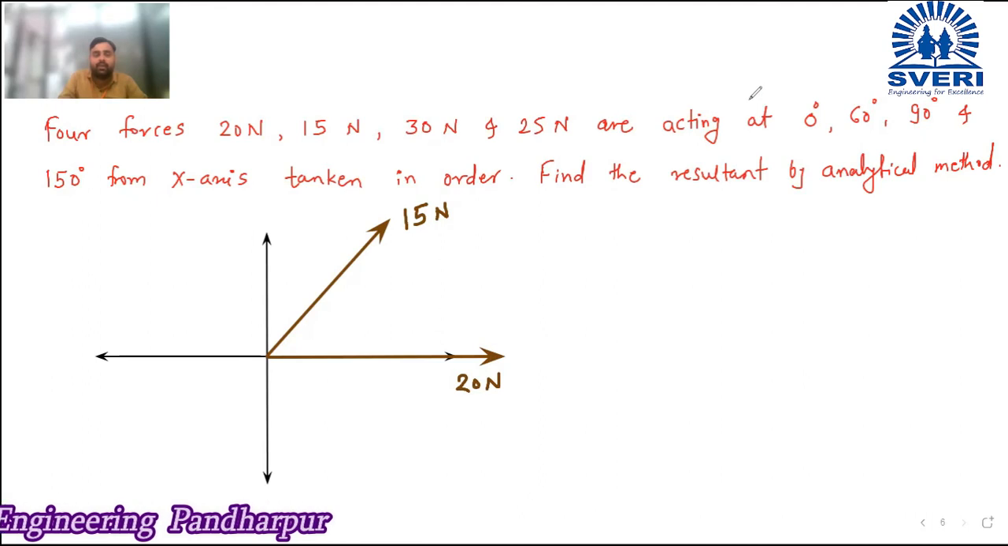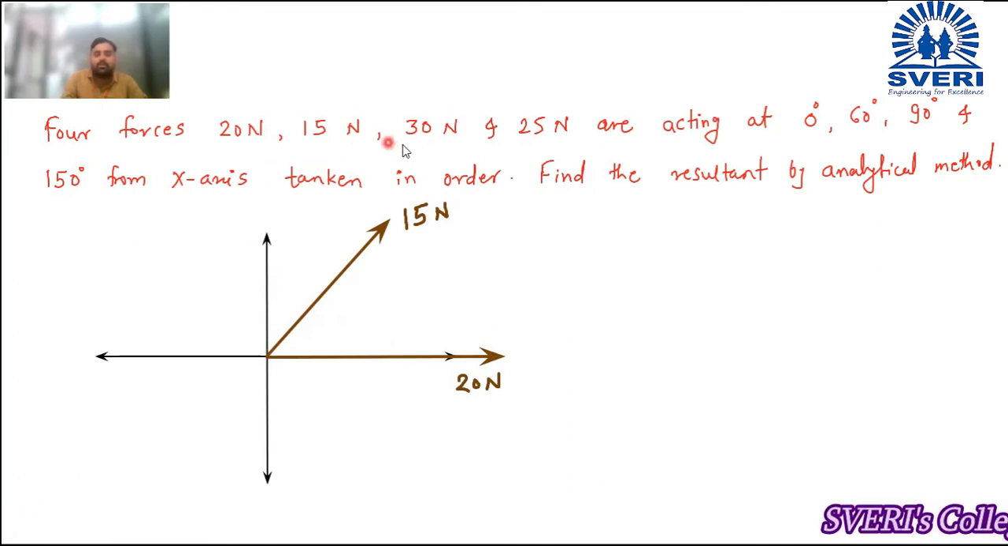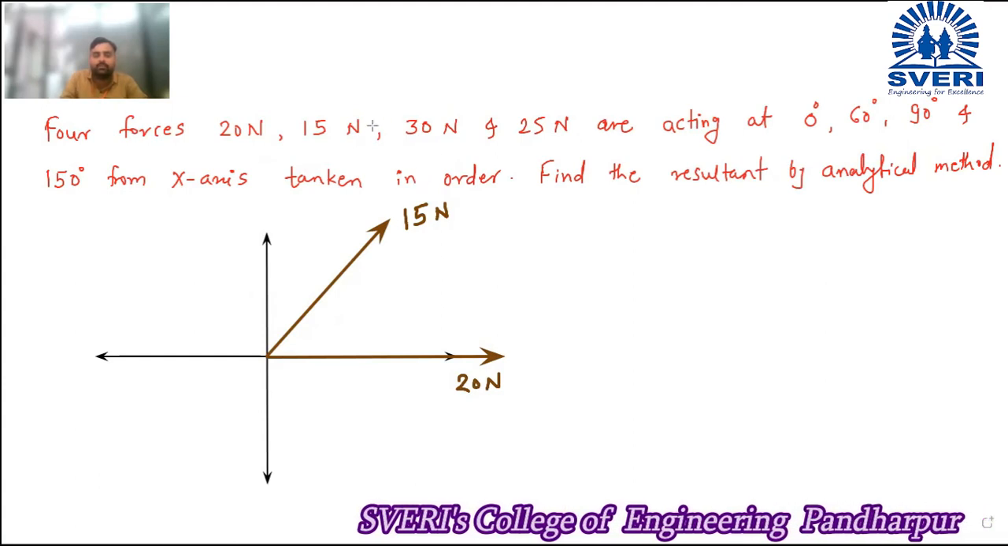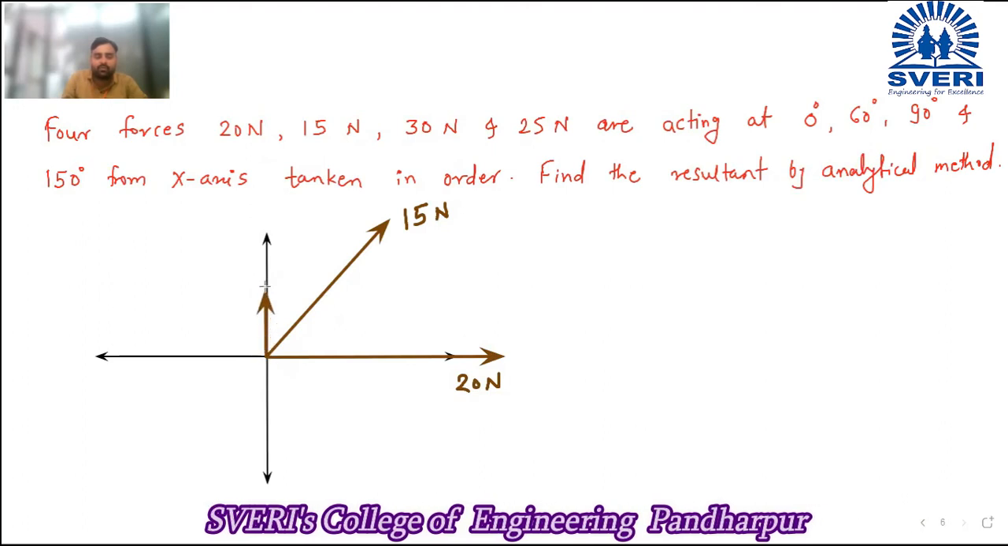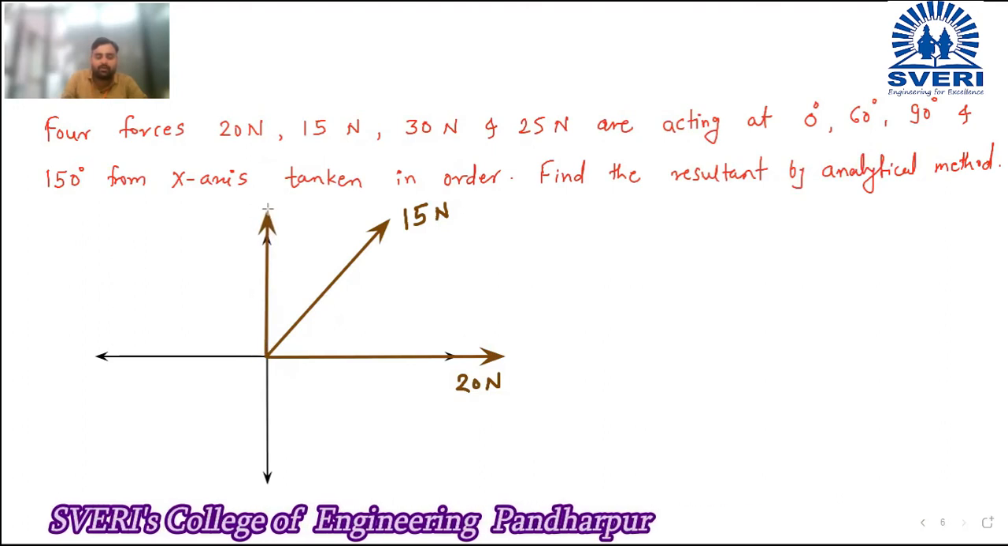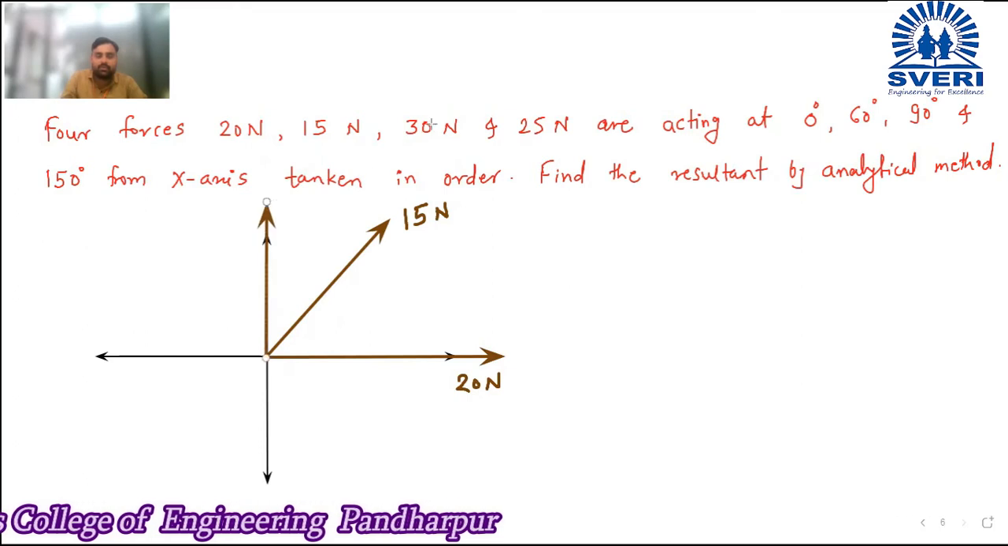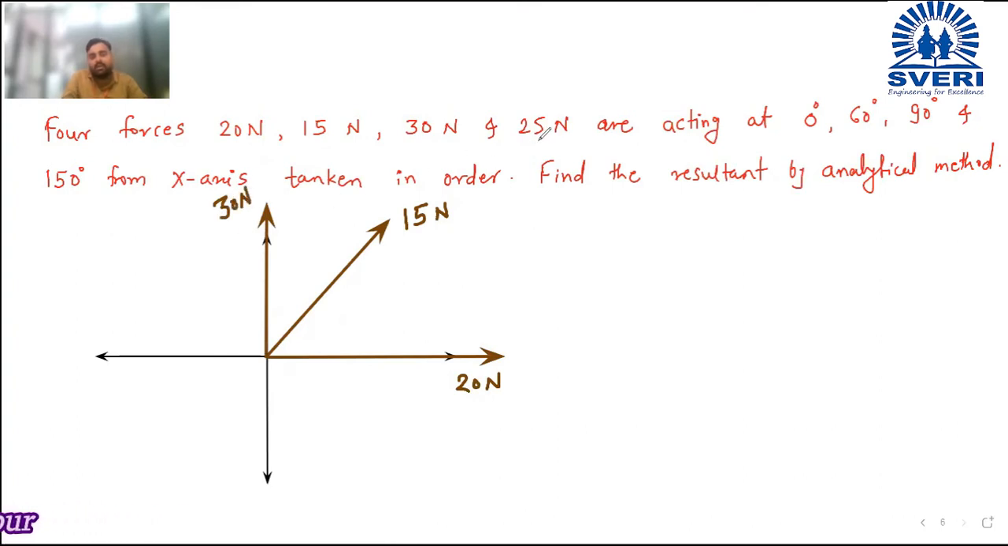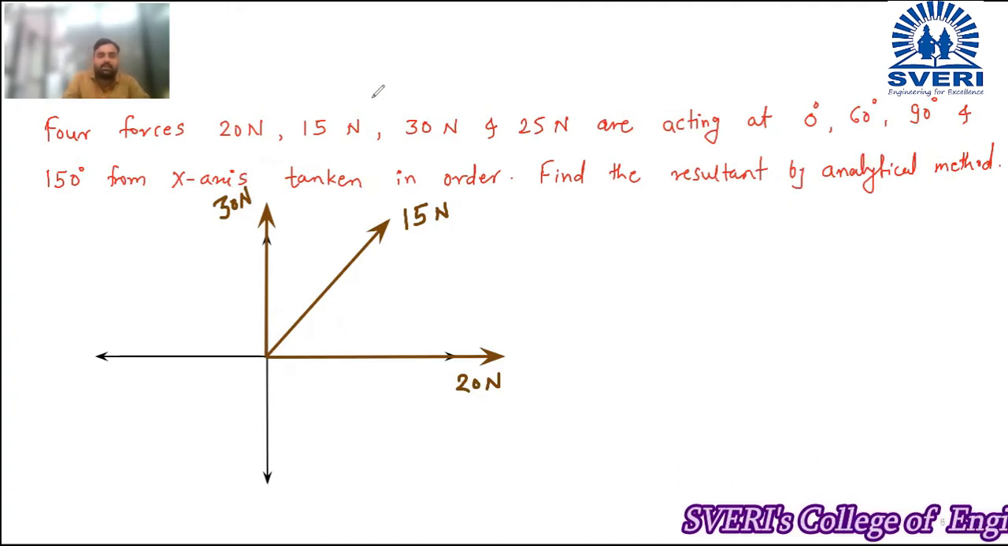So 90 degree angle means what? If I measure 90 degree from here, it will come on the y-axis itself. So 30 Newton force, angle is 90 degree. I will show that this force will be acting over here like this. This is 30 Newton.